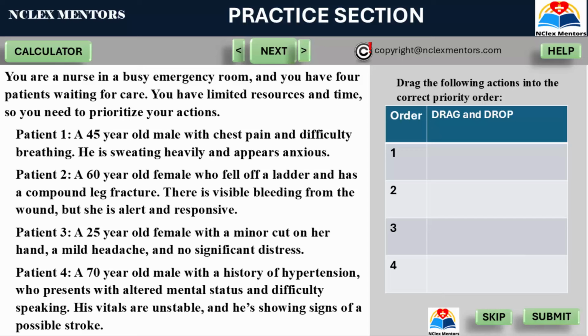Patient 3, a 25-year-old female with a minor cut on her hand, a mild headache, and no significant distress. Patient 4, a 70-year-old male with a history of hypertension who presents with altered mental status and difficulty speaking. His vitals are unstable and he's showing signs of a possible stroke. Now, drag the following actions into the correct priority order from highest to lowest based on ABCs, Maslow's hierarchy of needs, and clinical triage principles.